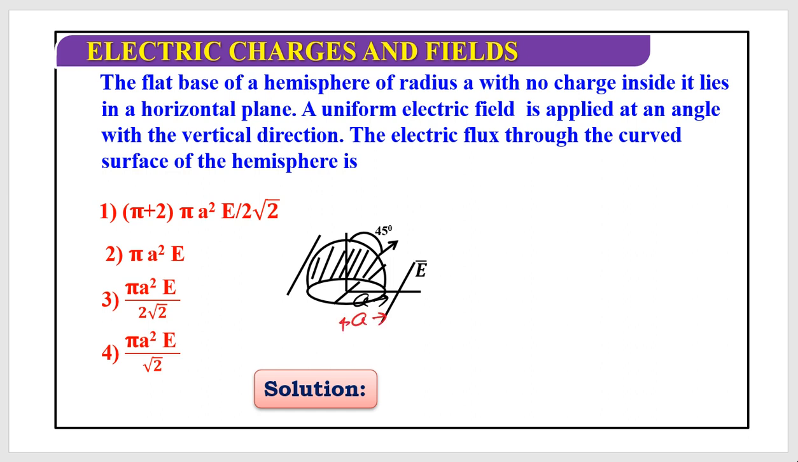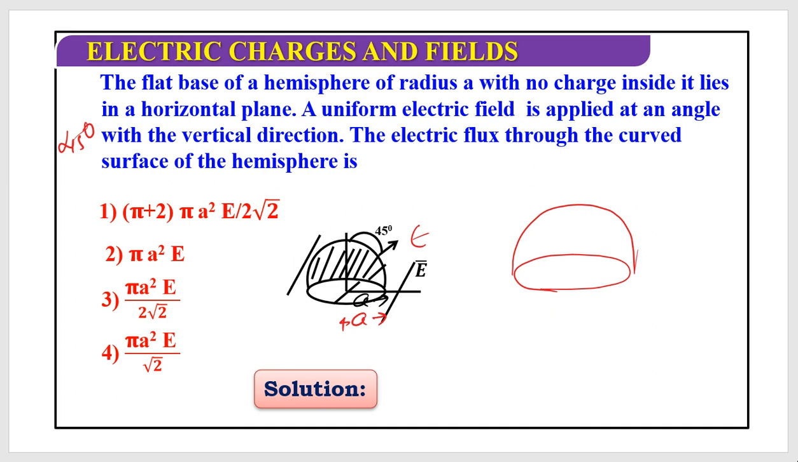This is a hemisphere having a radius of a, with no charge inside. It lies in a horizontal plane, and a uniform electric field is applied at an angle of 45 degrees with the vertical direction. This is the direction of the electric field. Find the electric flux through the curved surface of the hemisphere. This is the flat area, and this is the curved surface.